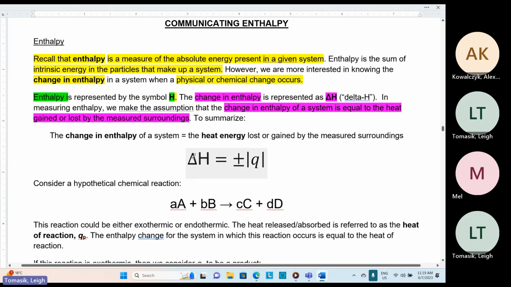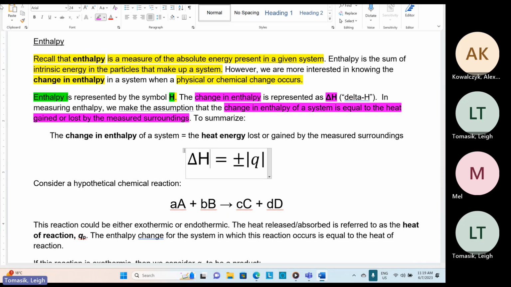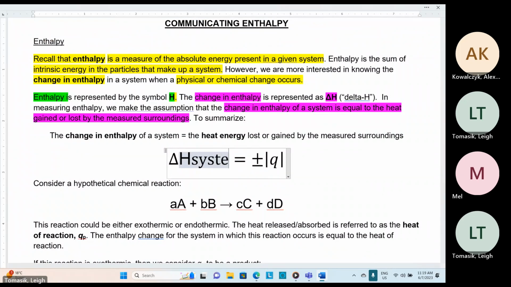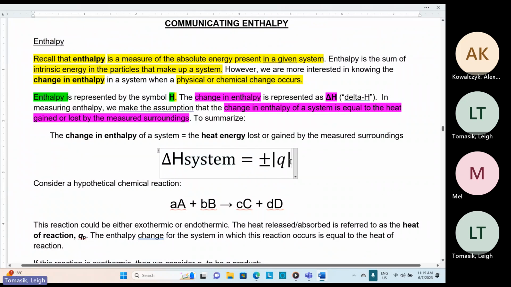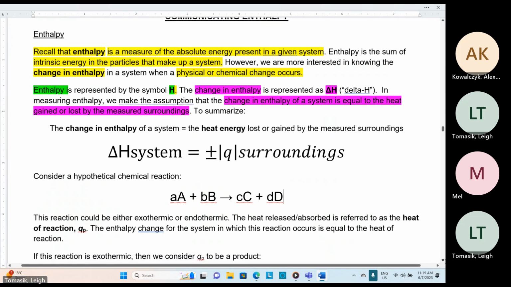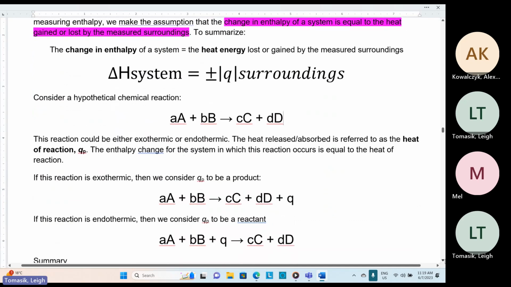Anyway, so we know this equation: delta H of the system is equal to Q of the surroundings. So it says consider the chemical equation a A, and so the little a, the small letters here, are equal to coefficients.